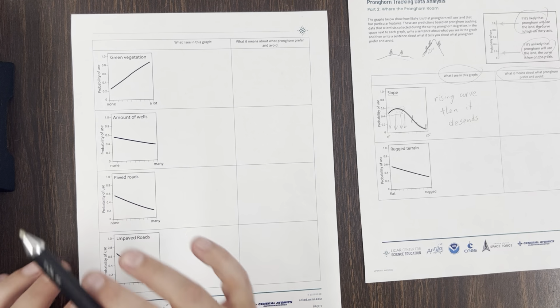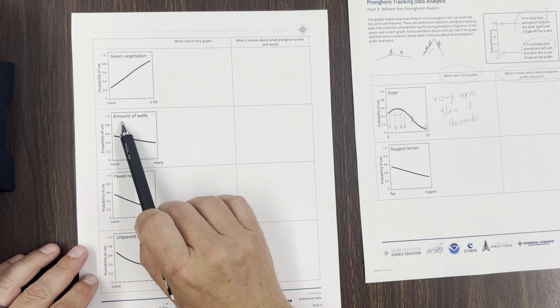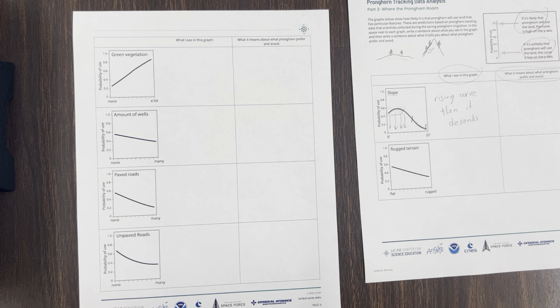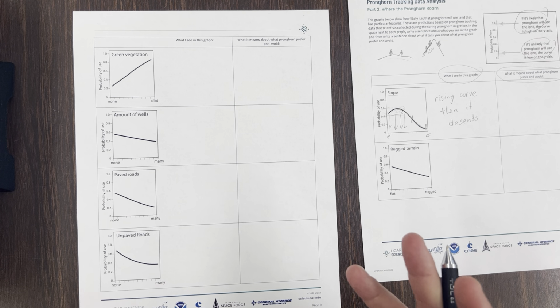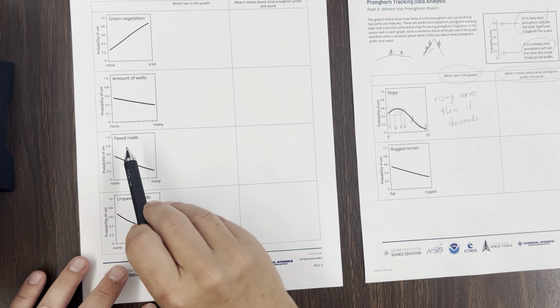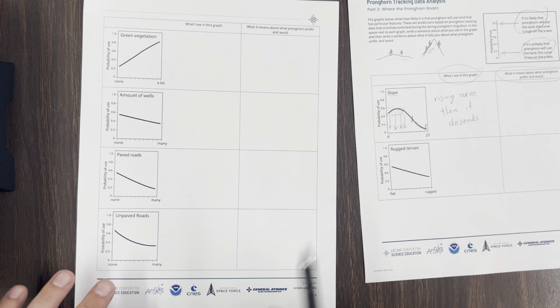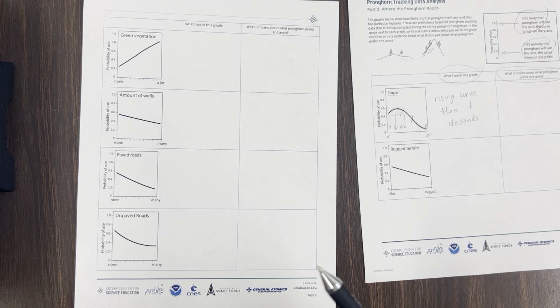So wells, these are water wells. And it talks about how you'll find pronghorns either in an area without water wells or with lots of water wells. Do they like it? Do they not like it? Paved roads, unpaved roads. And so these graphs all tell you something. The data is telling you something.